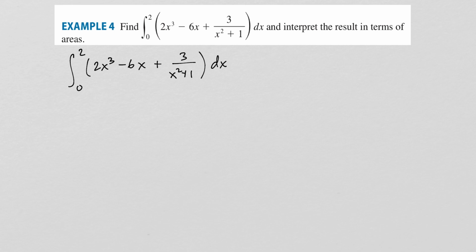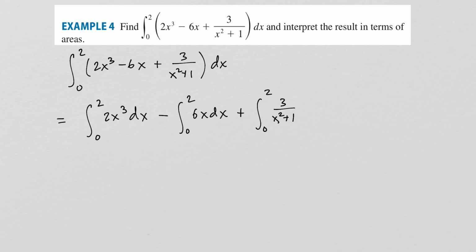But according to our properties of integrals, we can take the integral from 0 to 2 of 2x cubed dx minus the integral from 0 to 2 of 6x dx plus the integral from 0 to 2 of 3 over x squared plus 1 dx. Additionally, the numbers, the coefficients here, can all be factored out of the integral. And if we do that, it's going to look like this.